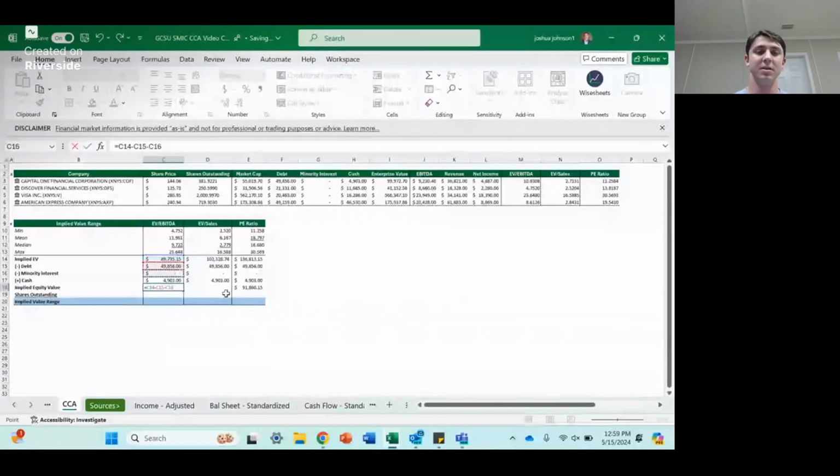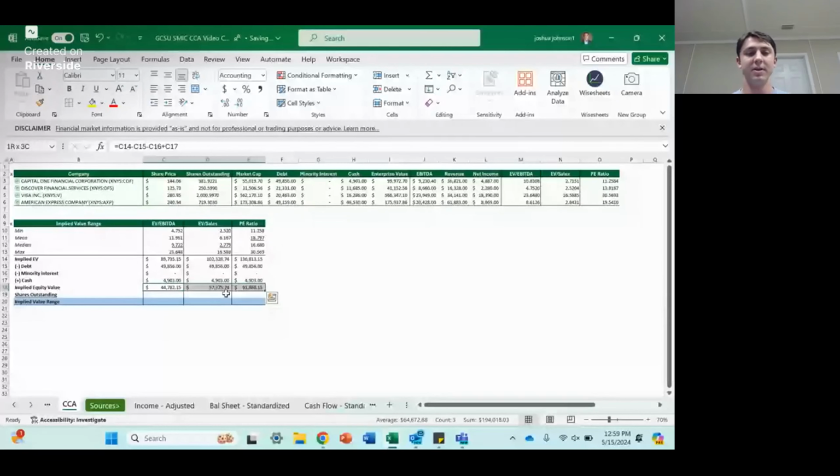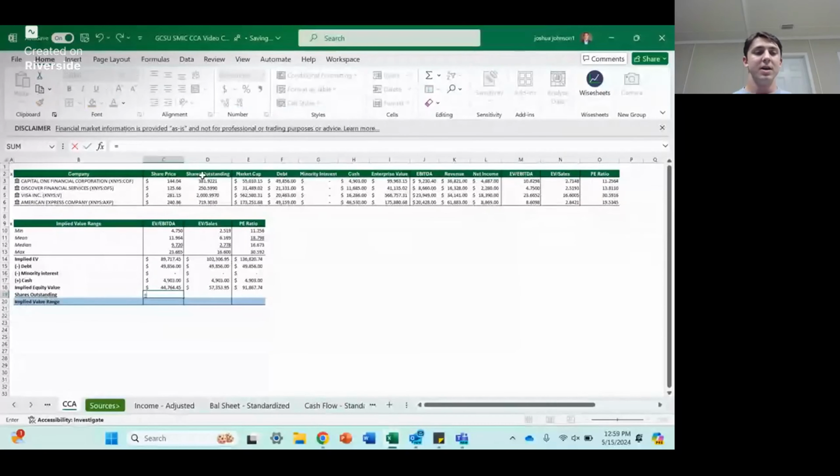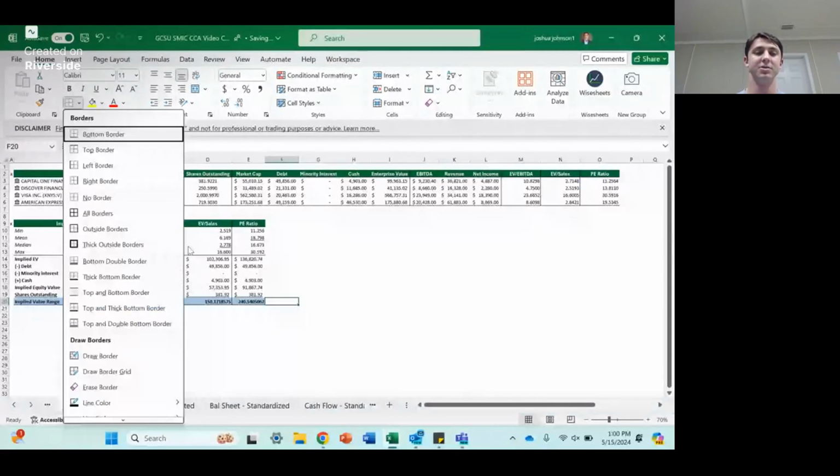So we're going to do that $89.90 billion minus debt minus minority interest plus cash. And then we can apply that formula. So boom, now we have a valuation range for the equity value. And then we can take the shares outstanding, right? So shares outstanding, again, just gonna do that right there. And then you can find an implied value per share range. So we're gonna take that equity value, divide it by the shares outstanding.